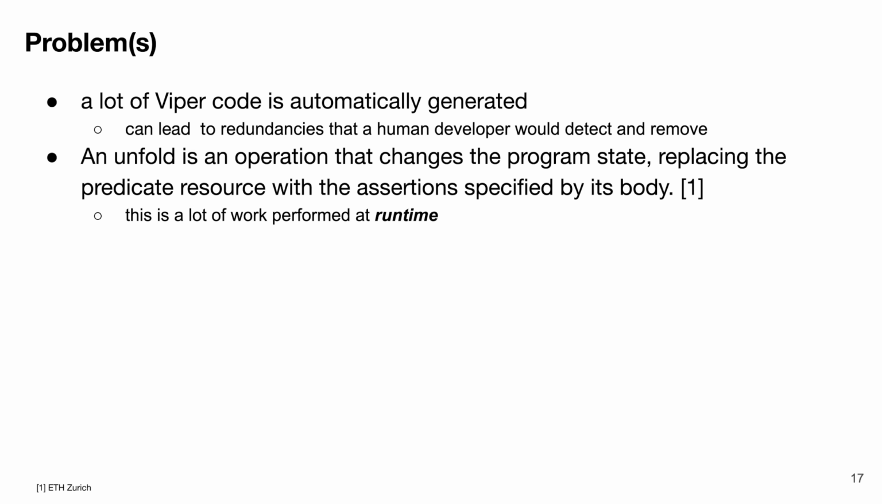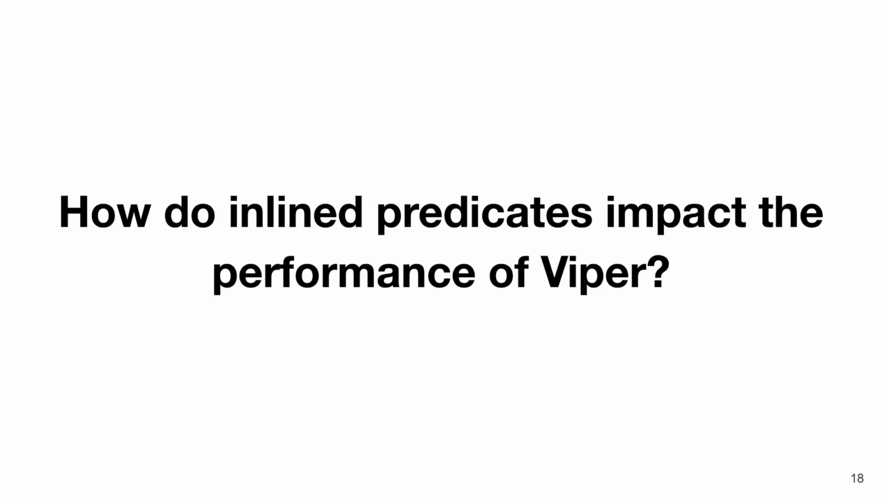So what's our research question? A lot of Viper code is auto-generated. This means that there could be a lot of redundant code that a human developer could detect and remove. The unfold statement required by a predicate is an operation that changes the program state. This is potentially a lot of work that's performed at runtime. So we want to ask, how do inline predicates impact the performance of Viper?